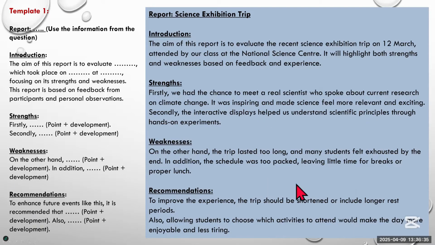Now we have a report that is written using this template and based on the exam question that I showed you earlier. Report. Science Exhibition Trip. Introduction. The aim of this report is to evaluate the recent science exhibition trip on 12th March, attended by our class at the National Science Center. It will highlight both strengths and weaknesses based on feedback and experience.